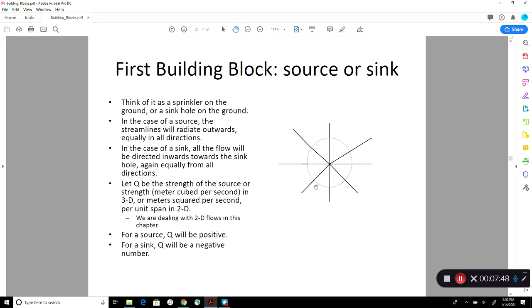Now let's surround it by a round circle. Circumference is 2 pi r, and per unit depth of 1, 2 pi r times 1 is the area. The radial velocity is V sub r. So V sub r times 2 pi r times 1 is the volume flow rate of the source. We're going to call that volume flow rate Q. If Q is positive, it's a source. If Q is negative, it's a sink. In a sink, all the streamlines will flow towards the sink and disappear at the center into the void.